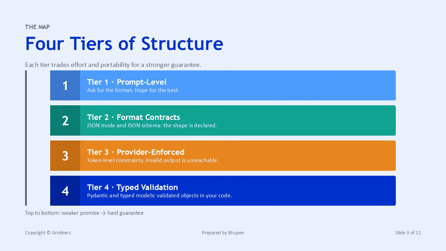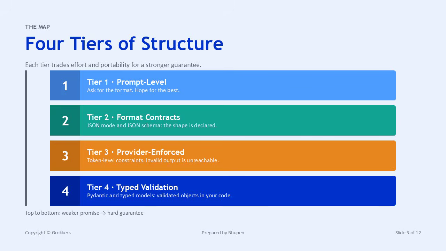At the top, in blue, you simply ask. The format lives in the prompt, nothing enforces it, and the model can wander off whenever it likes. 1 step down, in teal, you move from a request to a declaration. JSON mode and JSON schema write the shape down formally, so at least everyone agrees what correct means. Down again, in orange, the enforcement moves inside the generation process itself.